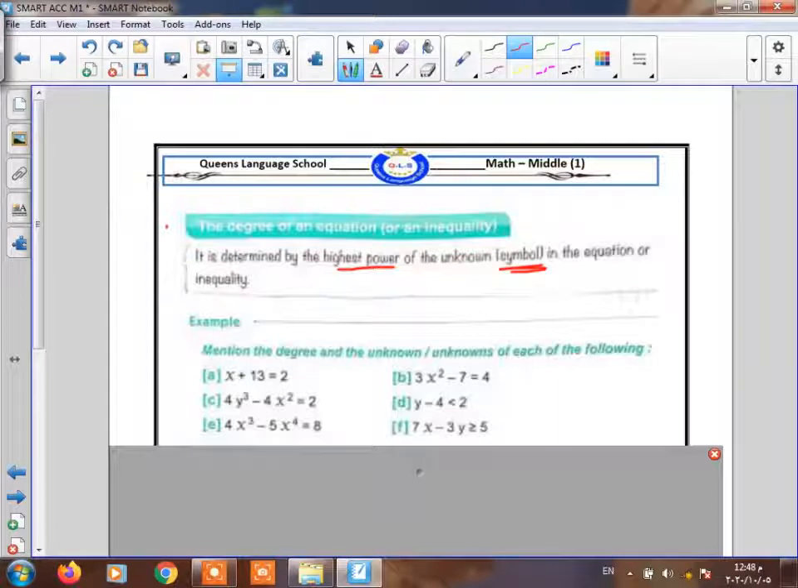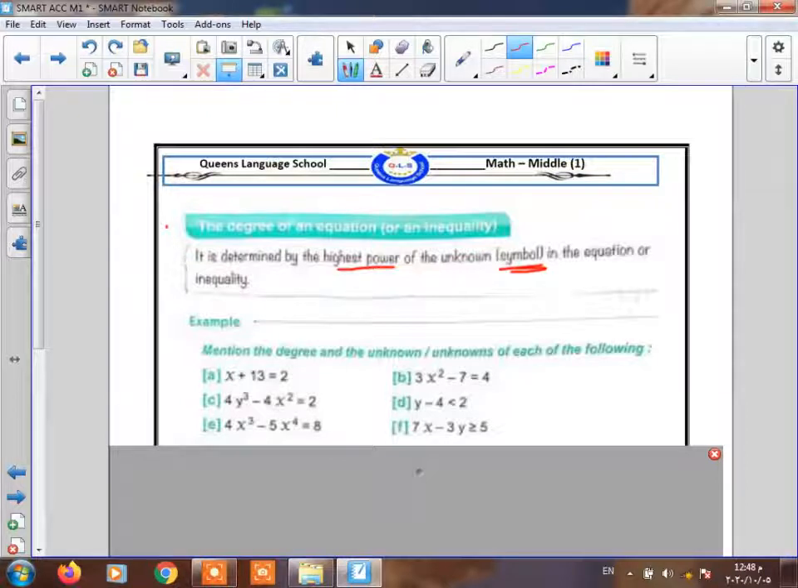Okay, about this one. In the inequality or in the equation, here mention the degree. How can I find the degree of the unknowns of each of the following? Here we have x plus 13 equal 1. How can I get the degree of this equation? First, I will look at the symbol. We don't look at the numbers. We look at the symbols.